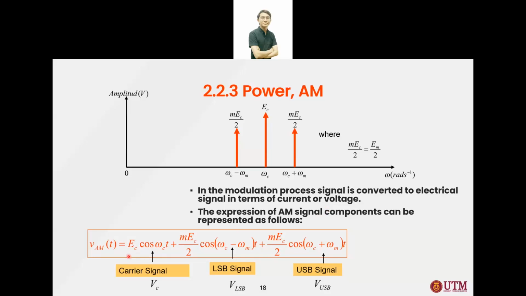So this is your carrier signal component VC. This one is your VLSB, lower sideband voltage. So this is the amplitude for the lower sideband, and this is the amplitude for the upper sideband. They are the same because they actually just divide by 2. And then you have EC.